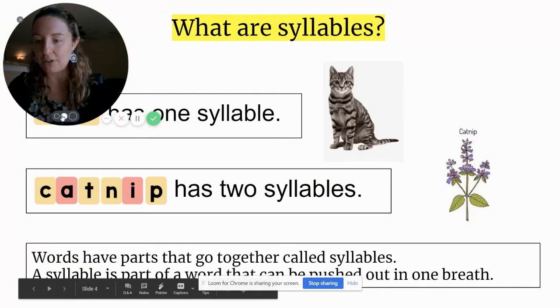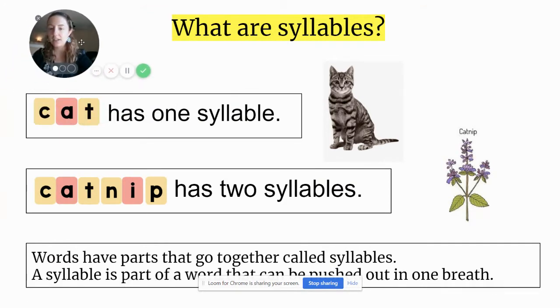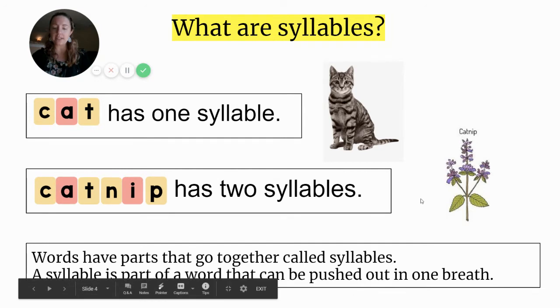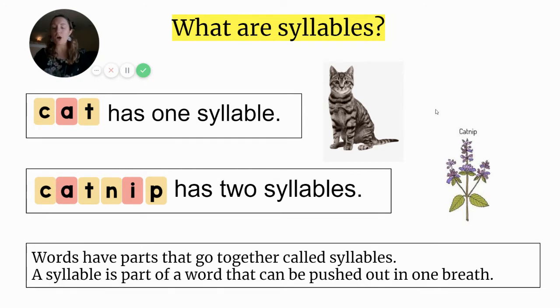All right, let's make me smaller. What are these things? Syllables. What are syllables? So words have parts that go together called syllables. A syllable is part of a word that can be pushed out in one breath. So we have the word cat here, and we have a cute picture of a cat. How many syllables does cat have? Well, when I breathe in and I say the word cat, I pushed out one breath, and there was one part of that word. So I say cat.